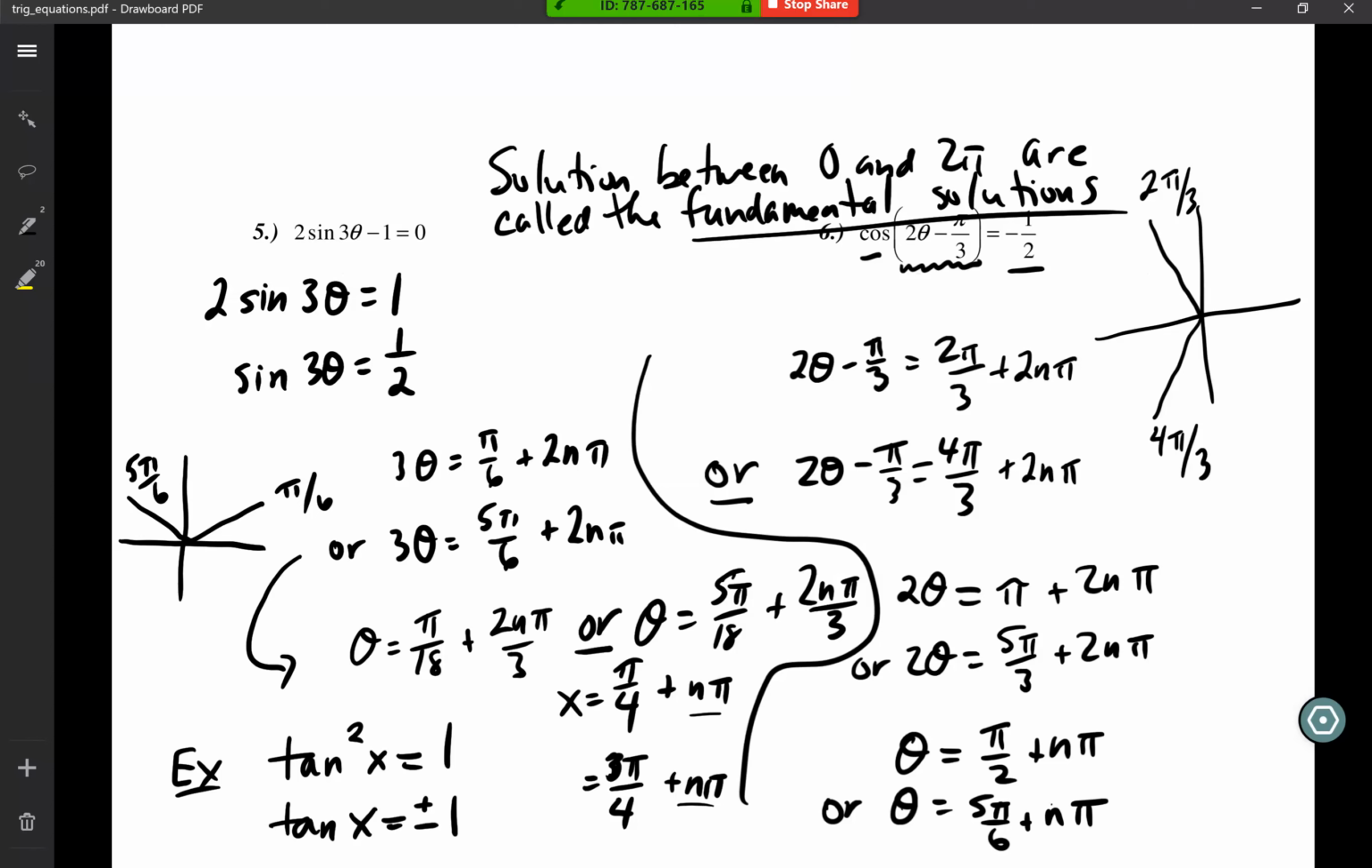So again, notice I'm focusing on the strategy here. The strategy is to first get what the angle has to be, whatever this is on the inside, figuring out those angles first, and then getting the variable that's on the inside by itself. So notice that our first strategy is to get those angles, and then the second part is to get what the variable has to be. Questions on that one?